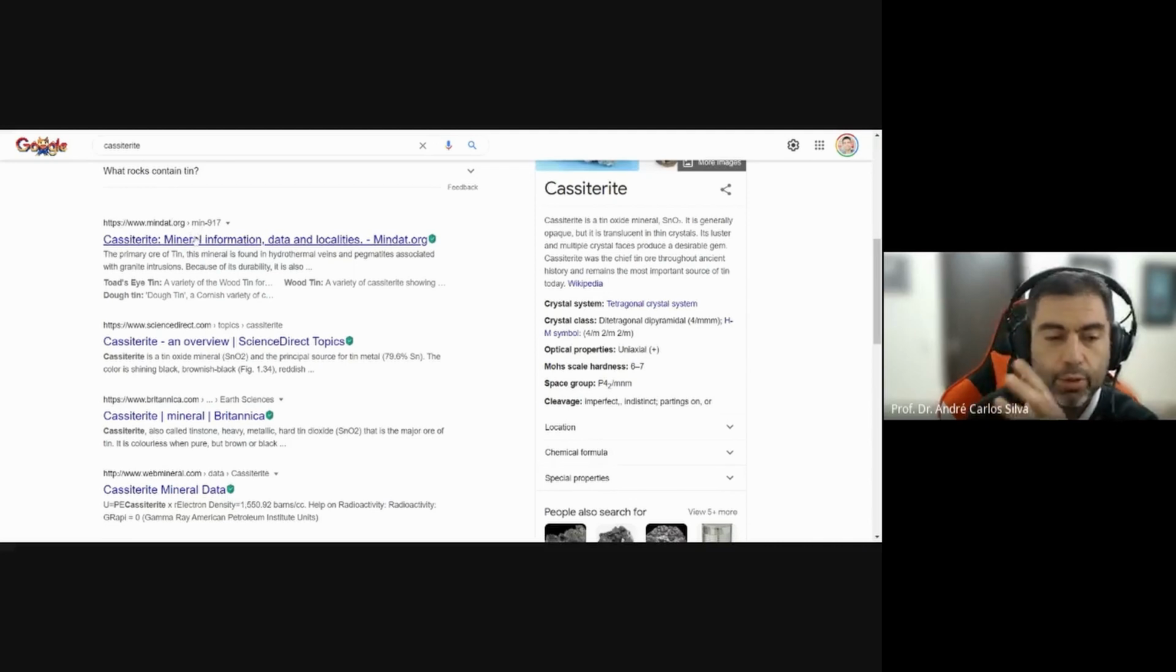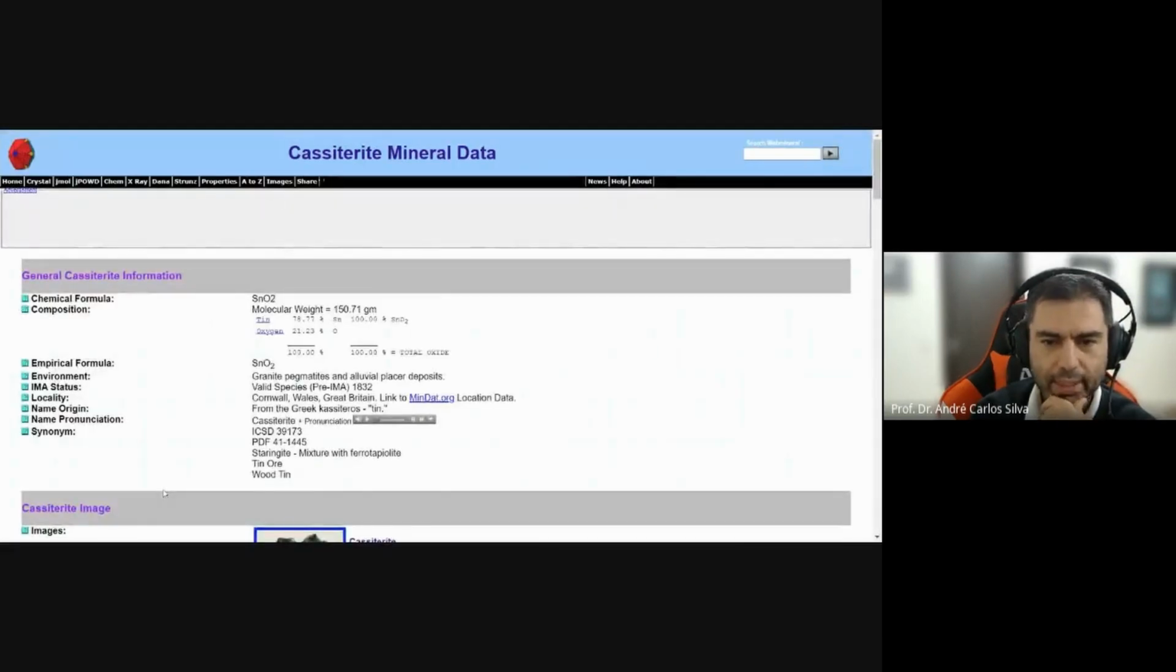So I'm going to show you two websites, but I prefer this one, Webmineral. For me it's simpler to browse Webmineral because they give me what I want straight. Okay, so that's what I want. The chemical composition is the first thing you're going to see. So many thanks to the people who develop and maintain Webmineral. You're doing an amazing job.